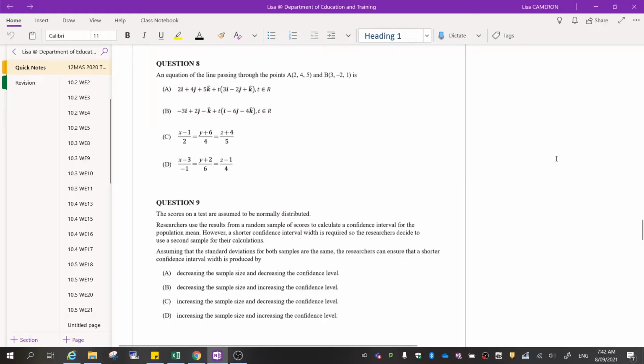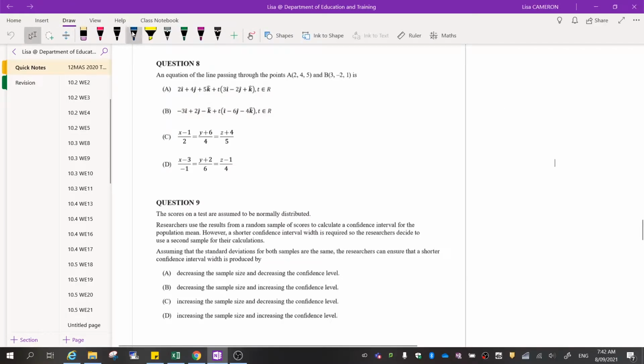Okay, question 8. First, we're going to get an equation of the line passing through these 2 points. If you're looking at a part of the textbook that you can go back and revise this from, there is a similar question on page 67 of Jack Plus, which is worked example 21 from chapter 2. Okay, so let's get started.